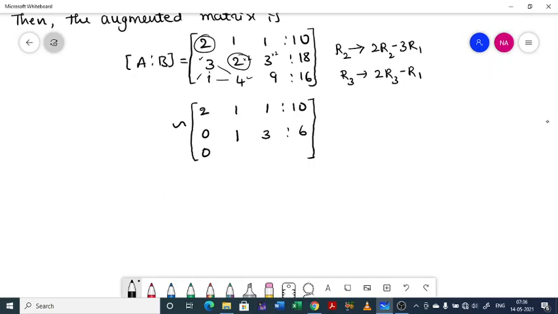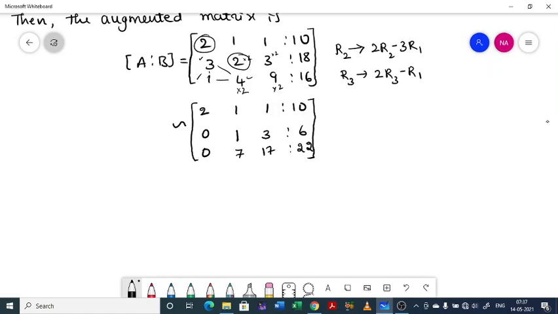Now the third row's first entry will be 0. 2 into 4, so 8 minus 1, you get 7. 9 into 2, so 18 minus 1, you get 17. 16 into 2, 32 minus 10, so it will be 22.